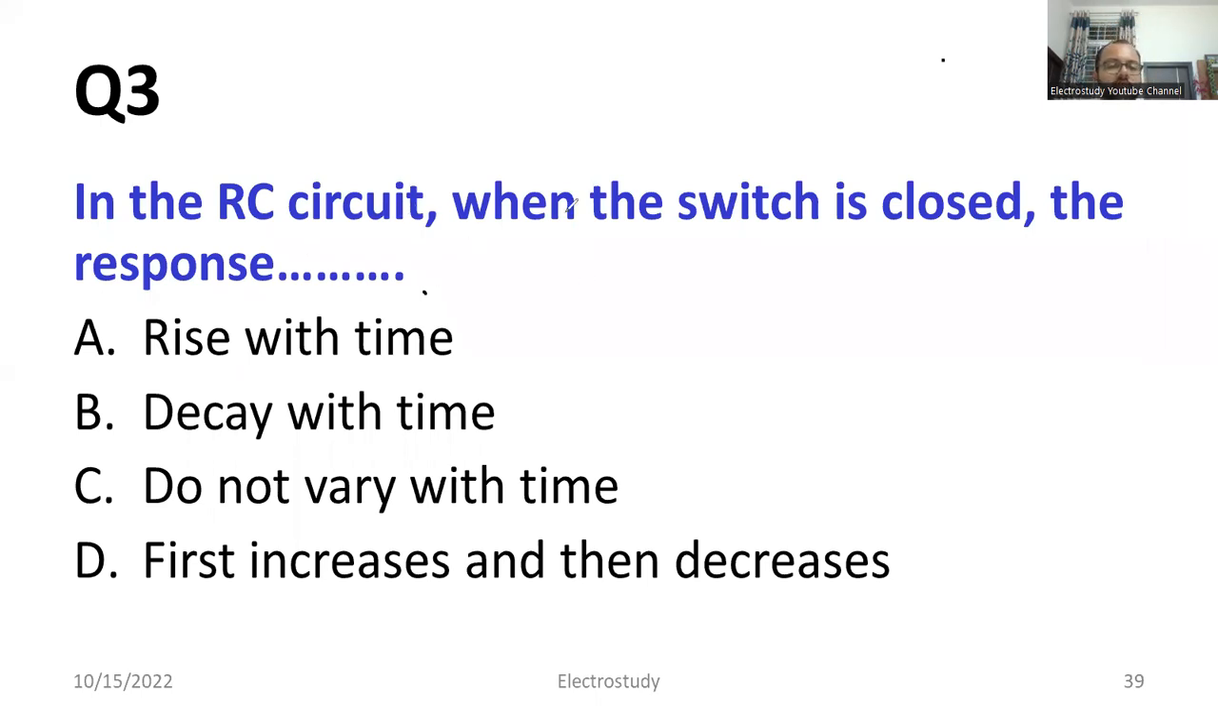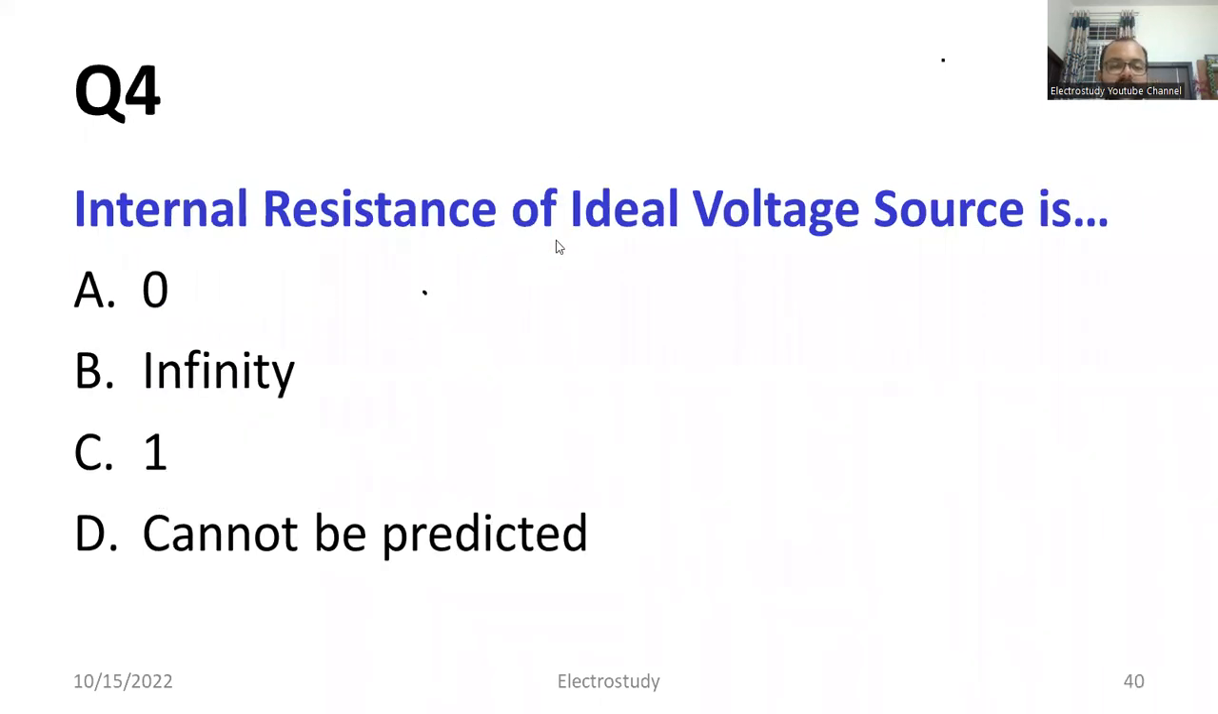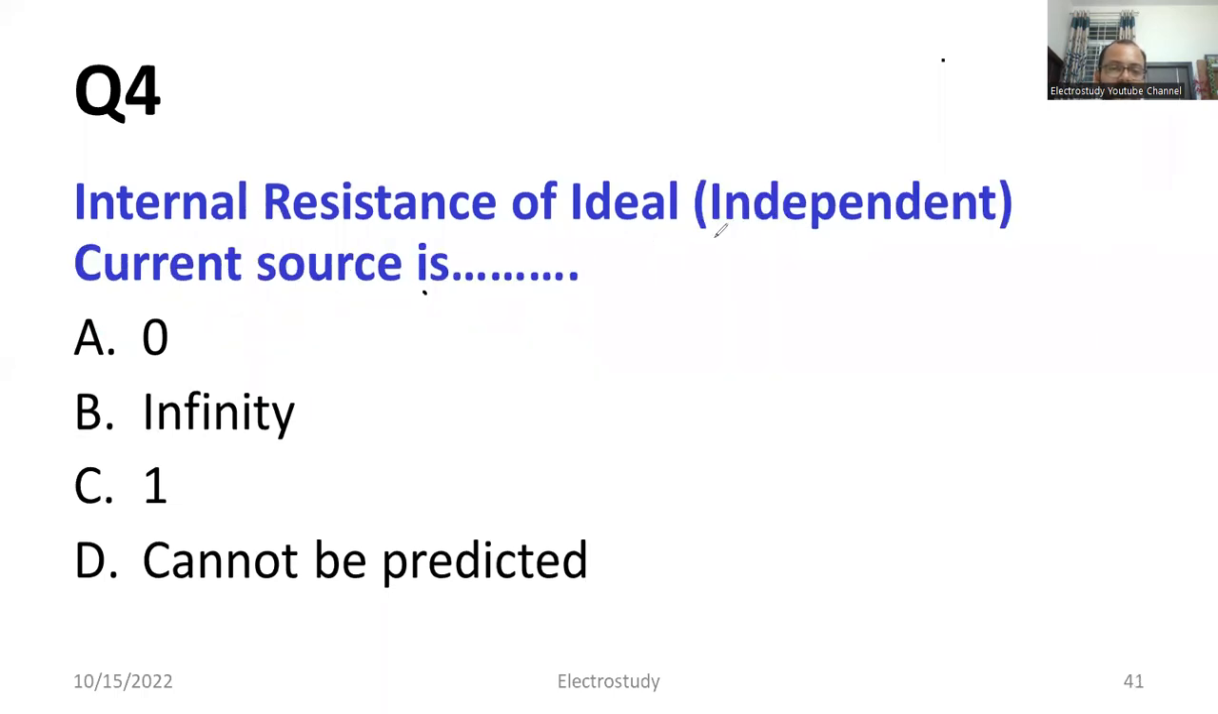Yes, here, when the switch is closed, the response decays with respect to time, because voltage is the variable. The switch closing means the value of voltage is coming down, because closed means shorting. The internal resistance of ideal voltage source is equal to 0. Same thing we applied over the first problem. I think you are remembering. Similarly, another important question: the internal resistance of ideal current source is equal to infinity. So please answer option B.